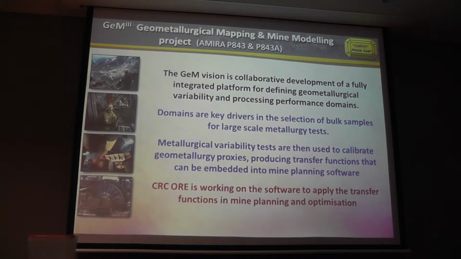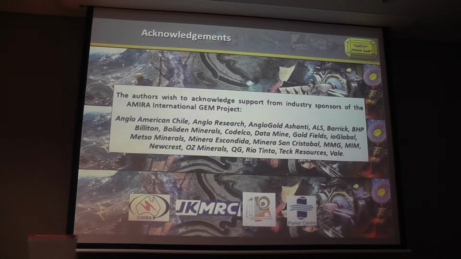Anyway, if you did that, then you could use the metallurgy tests to calibrate your proxies and maybe produce what the statisticians want to call transfer functions. They want us to provide them with functions which would say, if it's got this chlorite content and that hardness or some other proxy, it'll come out with a throughput of 800 tonnes per hour. And they can then use that in the planning and optimization to decide what things should be blended with what. That's a big aim, and that end of it, the mine planning and optimization, is something that's happening in CRC ORE. It's not part of this project, although originally we thought we might do something in that area. There are a lot of mine companies involved. I'll just summarize them here.